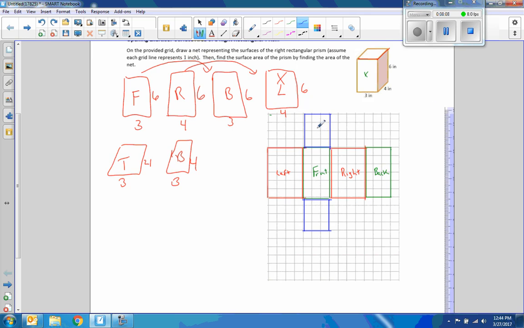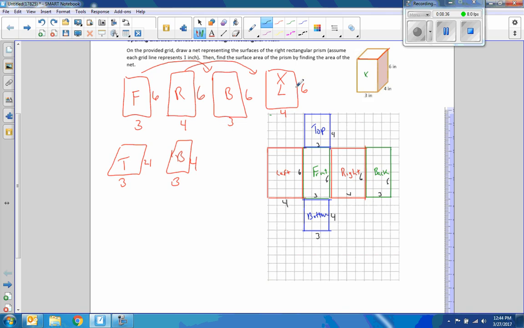Alright, so let's just move that there. So this is the top, and this is the bottom. That is what a net is. Okay, so this is a space of 4 by 6. This is 3 by 6. This is 4 by 6. This is 3 by 6. And this is 3 by 4. And this is 3 by 4.